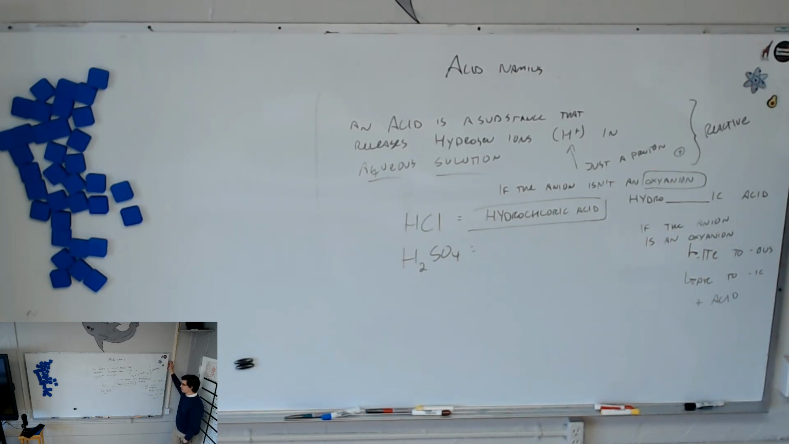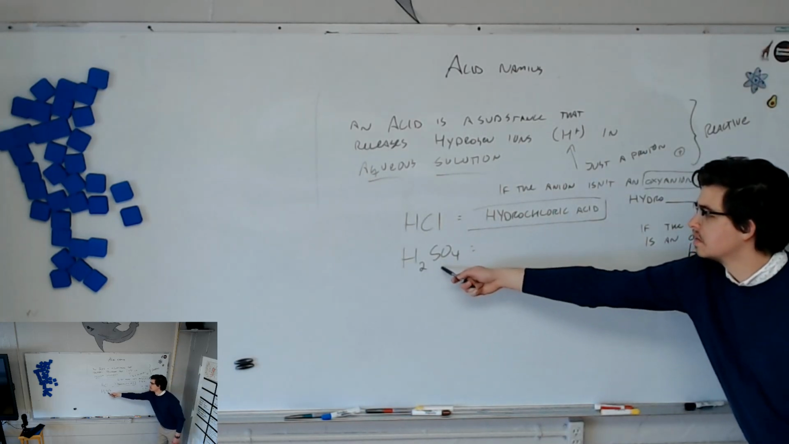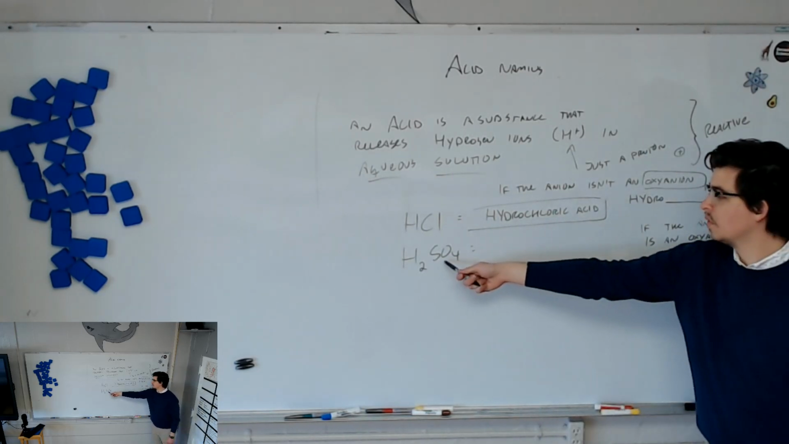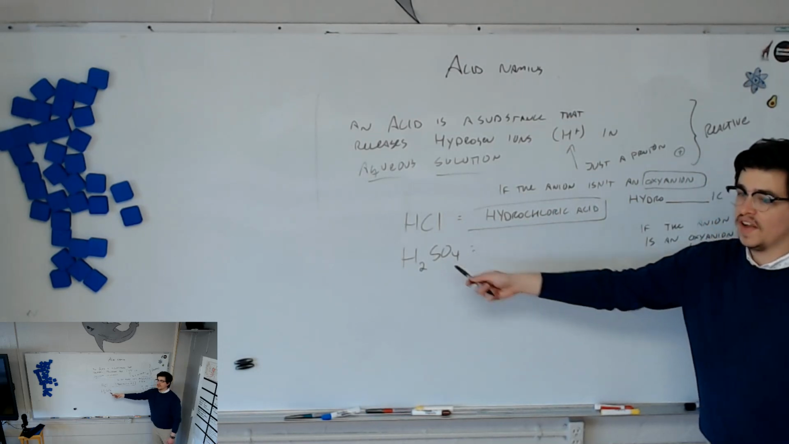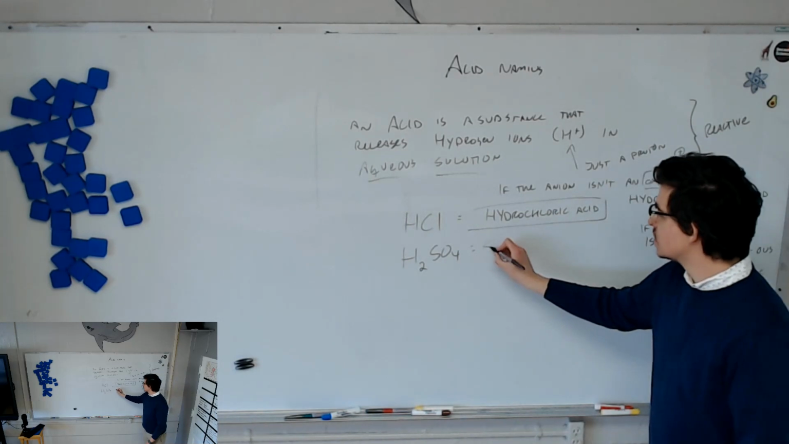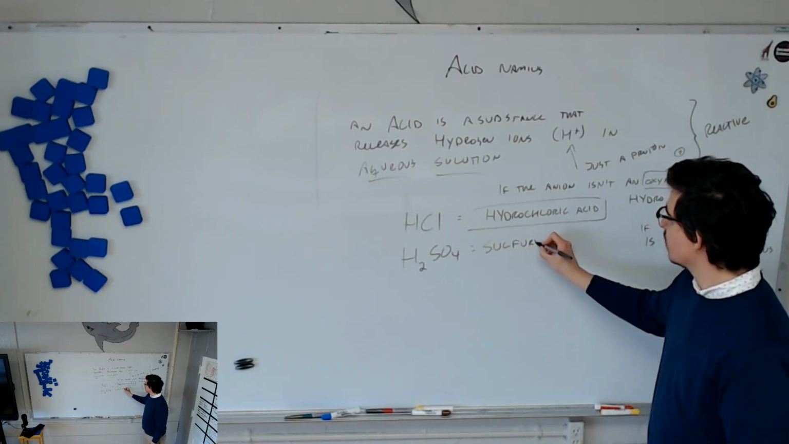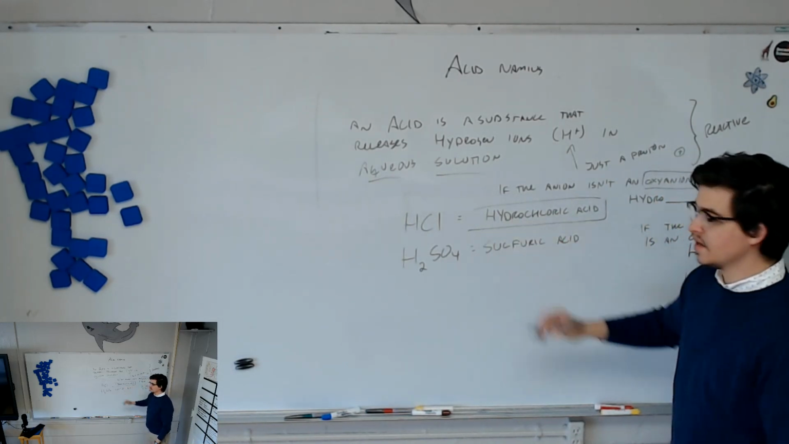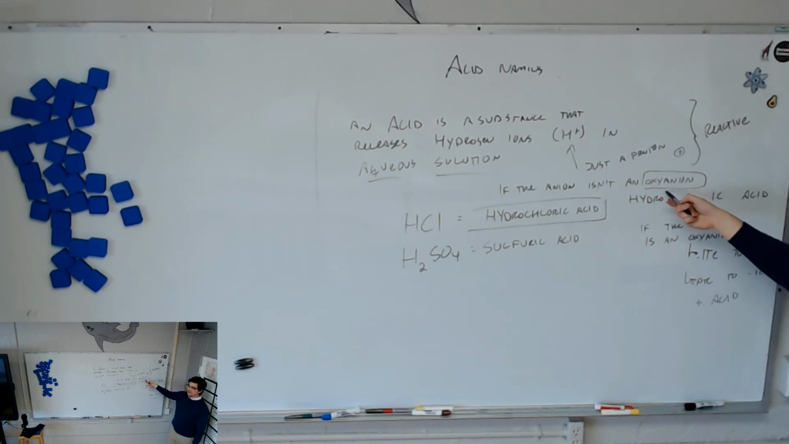So what's this? Well, don't try to name it yet. What's the polyatomic ion? Sulfate. So ate becomes ic, and we call this sulfuric acid. There's no hydro. The hydro only happens if it isn't an oxyanion. So the ates turn to ic, the ites turn to ous, and we always add the word acid.